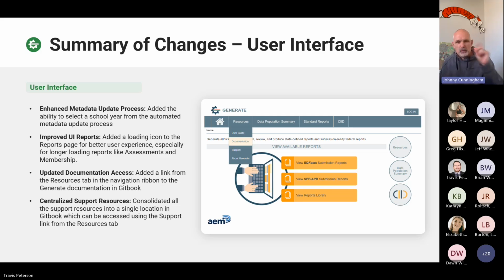The improved UI reports is really kind of a minor thing, but hoping it's helpful. There are a couple of reports in Generate, like assessments, for instance, school level membership, because of the amount of data that it has to pull and try to present in the UI. Those can take 10, 15, 20 seconds to load, to compile all of that data and then load it into the UI.